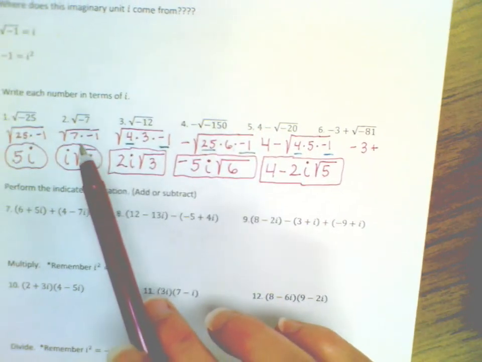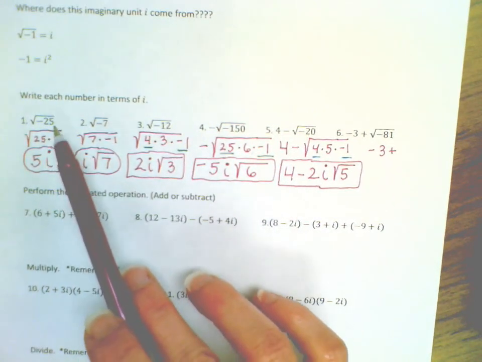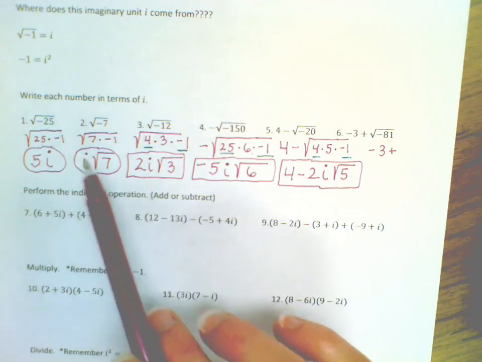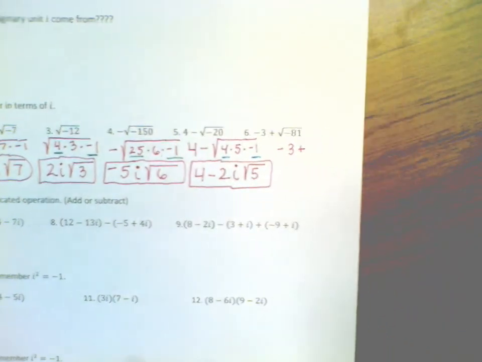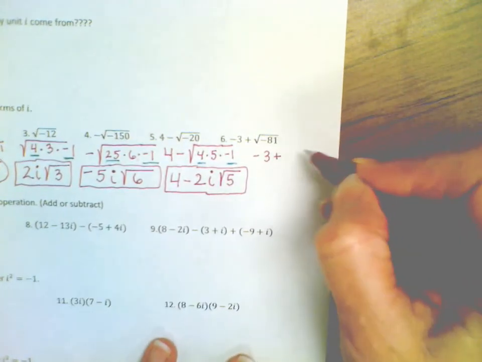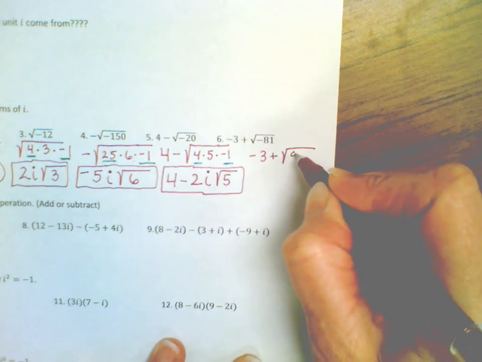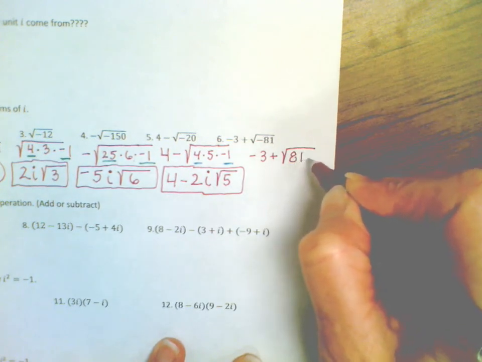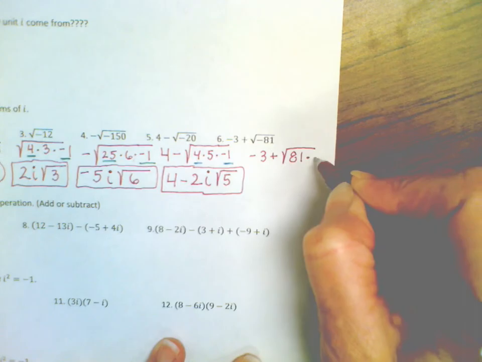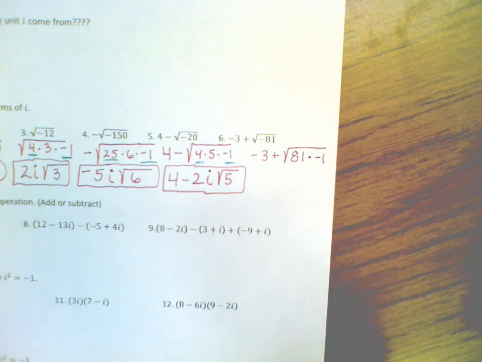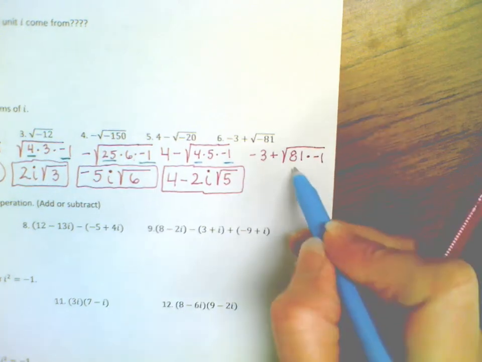Before that, back on number 1, we did. So I kind of left that as 25. I didn't have to break that down. So I'm going to do the same thing here. I know 81 is a perfect square. And times negative 1. So I'm going to be able to simplify both of these.